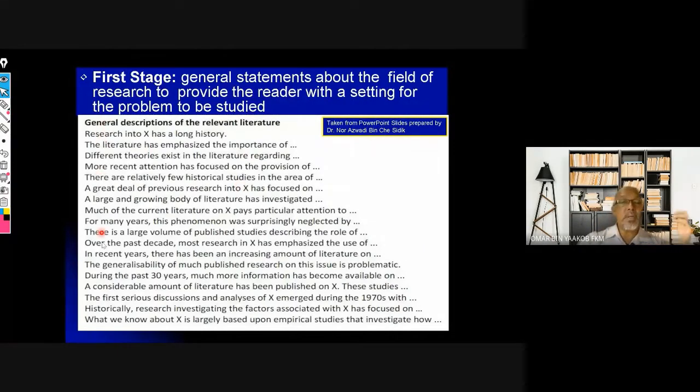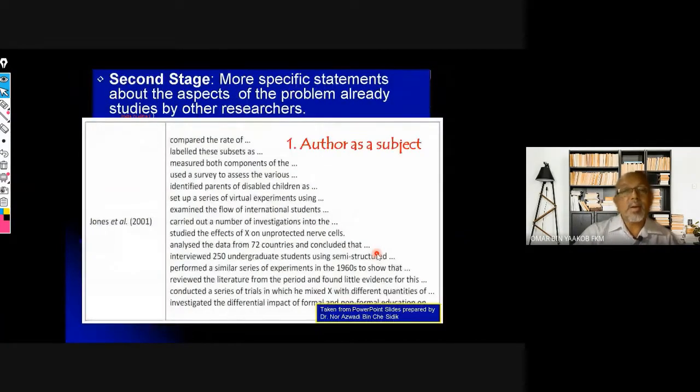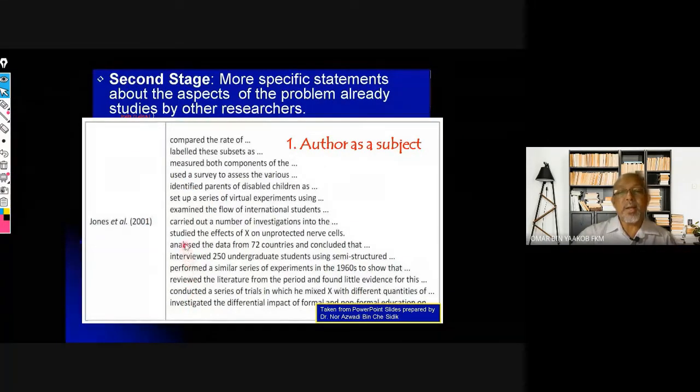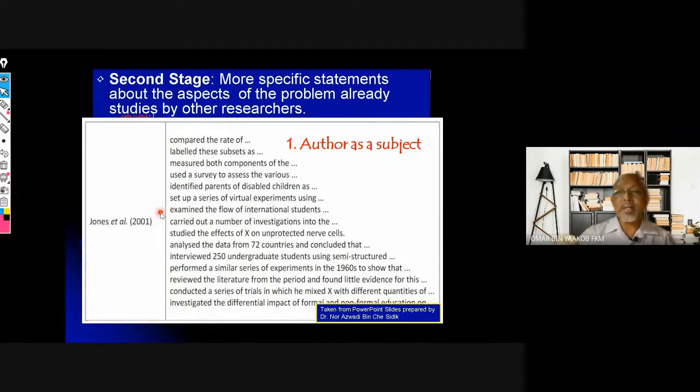So you can use some of these sample sentences, describing the problem. A considerable amount of literature has been published on this issue, about this problem, about this case. Then you can start with something like this: Jones et al. compared, whatever carried out. These are some examples that you can use, and you can change them a little bit. Investigated, conducted, reviewed, performed, interviewed, analyzed, studied, carried out, examined, set up. You can see here the author is the subject or the character, as if this is a story. So what's happening? John is doing something. John compared, John examined, John carried out, and so on. So the author is the subject.